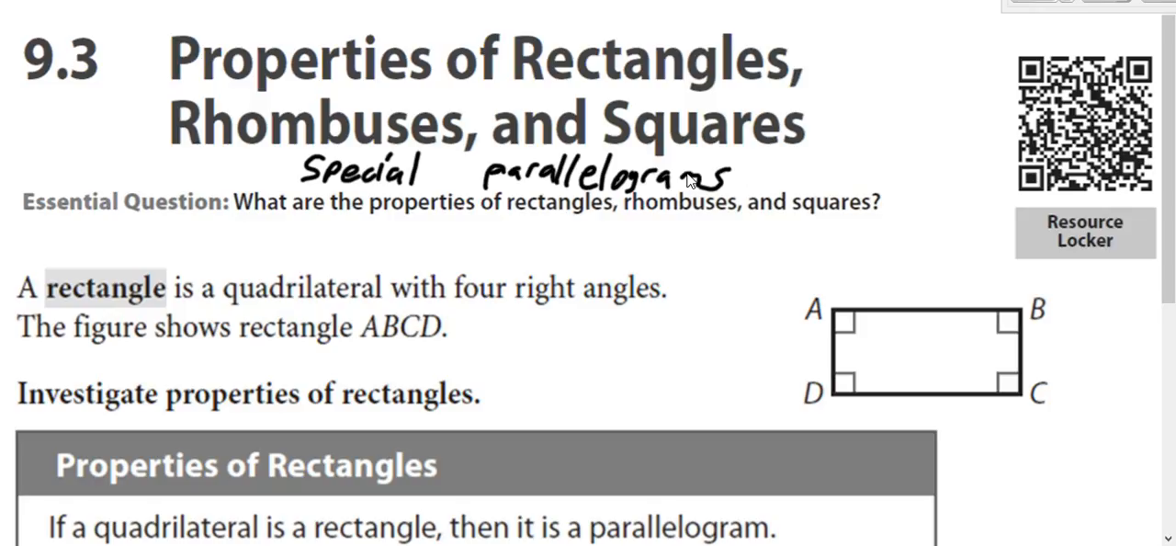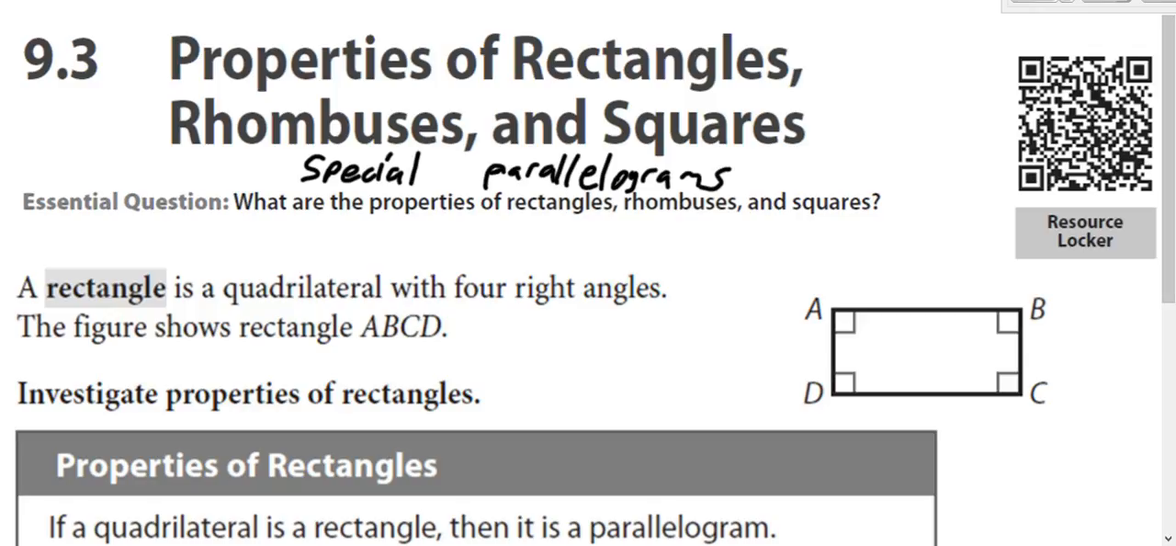So opposite sides are parallel, opposite angles are congruent, the diagonals bisect each other, opposite sides are congruent, and consecutive angles are supplementary. All of the properties of parallelograms are inherited by rectangles, rhombuses, and squares. And then they have their own special properties.